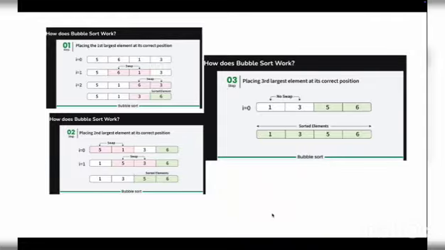In the second step, 5 and 1 are compared, and 5 is swapped to keep it in its correct position. In the third step, 1 and 3 are compared, and 3 is already in its correct position, so no swapping is required for 1 and 3. Finally we get the sorted elements as 1, 3, 5, 6. This is the simplest sorting technique used in C programming, that is, bubble sort.